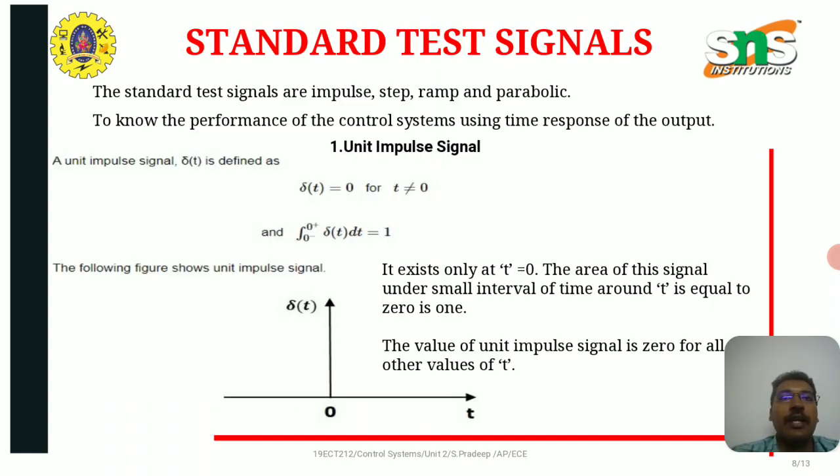Standard test signals. The standard test signals are impulse, step, ramp and parabolic, used to know the performance of the control system using the time response of the output. Unit impulse signal. A unit impulse signal delta(t) is defined as delta(t) equal to 0 for t not equal to 0, and the integral from minus 0 to plus 0 of delta(t) dt equal to 1. It exists only at t equal to 0. The area of the signal under a small interval of time around t equal to 0 is 1. The value of the unit impulse signal is 0 for all other values of t.